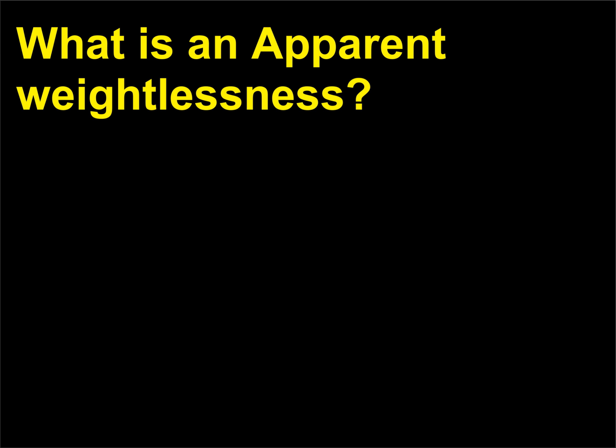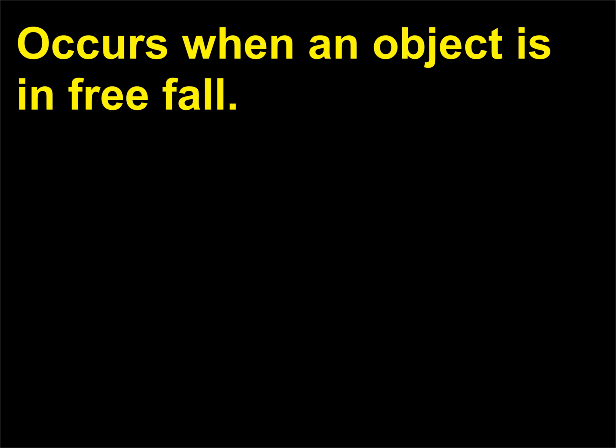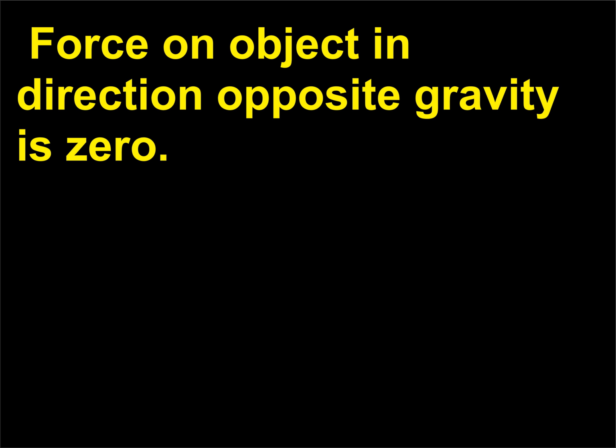What is apparent weightlessness? It occurs when an object is in free fall. The force on the object in the direction opposite gravity is zero.